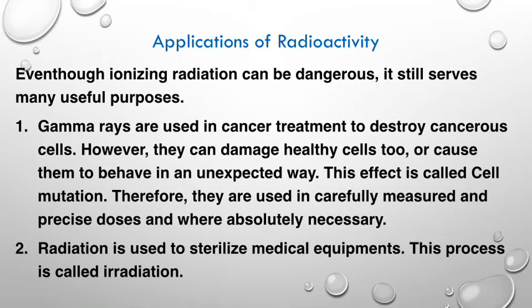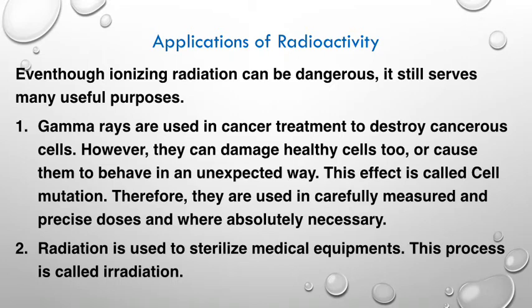Ionizing radiation can be dangerous, but it still serves many useful purposes. It is used in cancer treatment, for instance. Gamma rays are used in cancer treatment, though they can damage healthy cells too, so a lot of precision has to occur when it's being used.